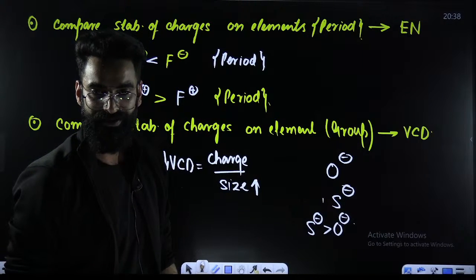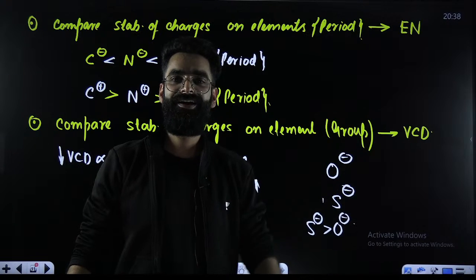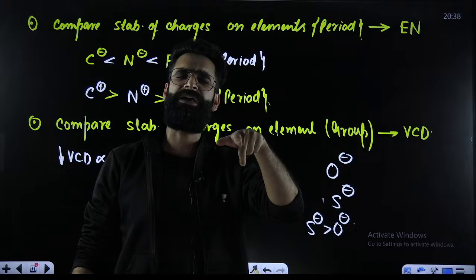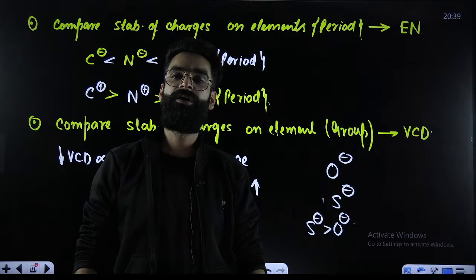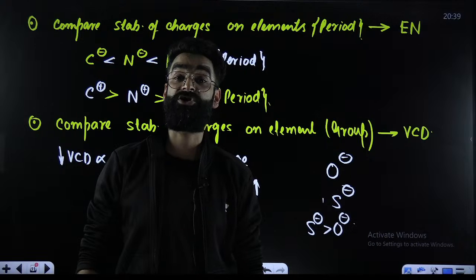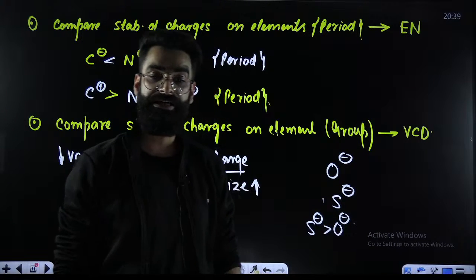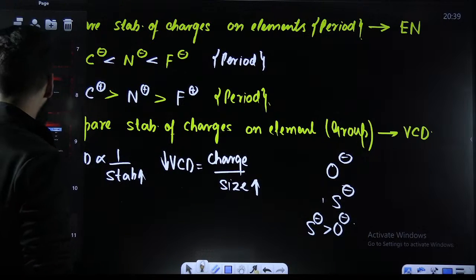As simple as that. So these are the two things, people, which you need to remember, nothing else. Whenever you need to compare the stability of the charges on the elements which belong to the same period, you will be talking in terms of electronegativities. And whenever you need to compare the stability of the charges on the elements which belong to the same group, you'll be talking in terms of VCD, volume charge density. That's all. Now, time to do the questions.